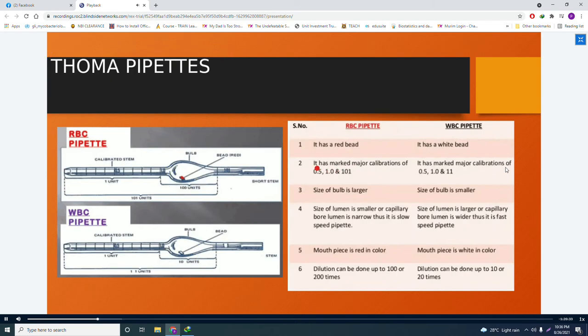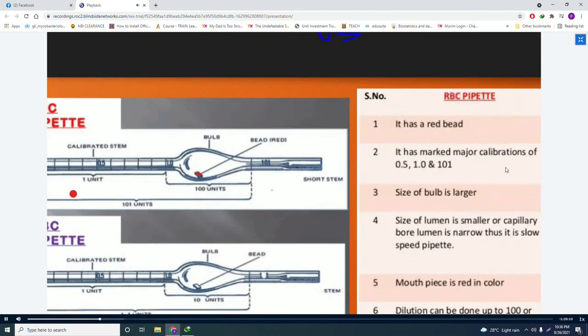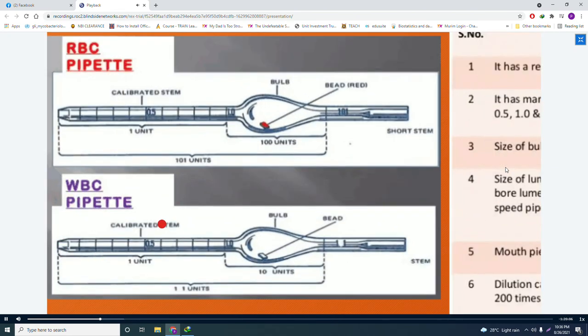And then it has calibration marks. Usually, class, the pipettes you've encountered are marked 1 ml, 5 ml, 10 ml, or 1, 2, 3, 4, 5, and so on. It's the same here, but the difference is that your WBC pipette is marked with major calibrations of 0.5, 1.0, and 11. Let's find the 0.5 on the WBC pipette. This is your 0.5, class. From there, in the middle, you can presume this is your 0.4, 0.3, 0.2, and 0.1. If you go higher, this is 0.6, 0.7, 0.8, 0.9, and then you get your end calibration, which is 1.0.